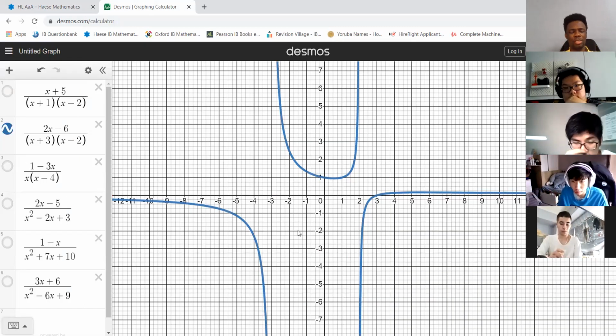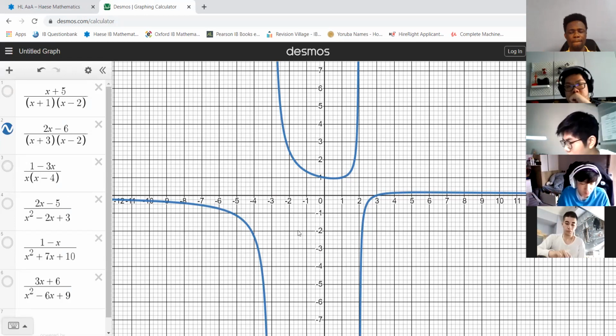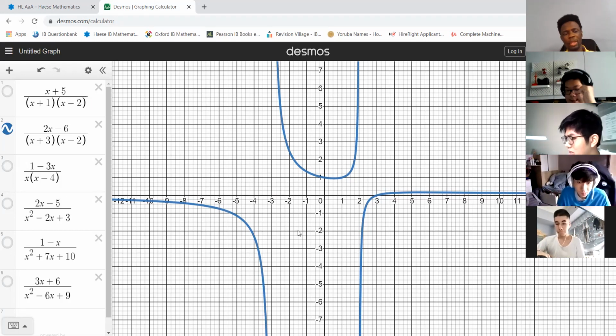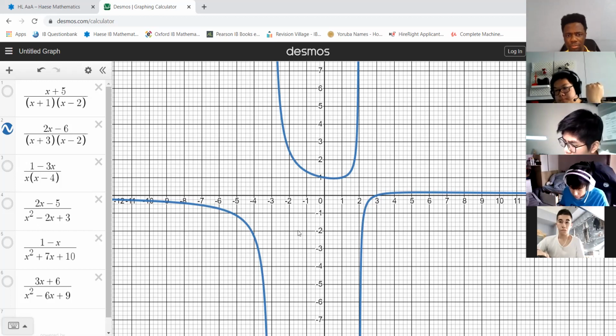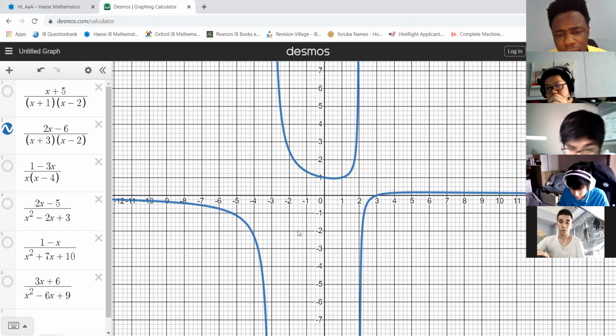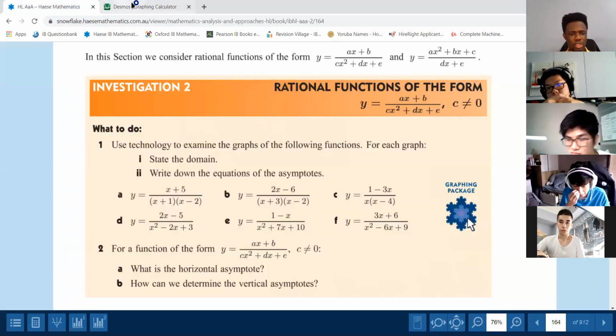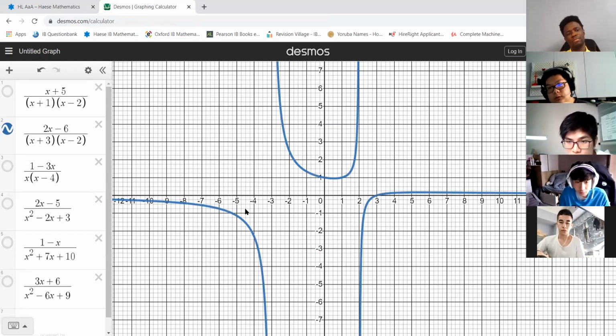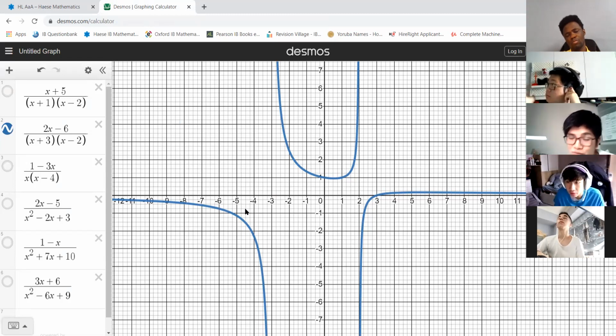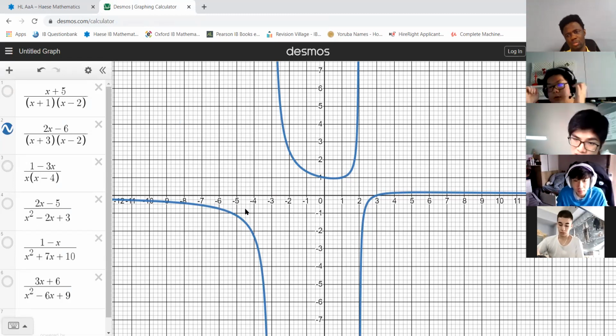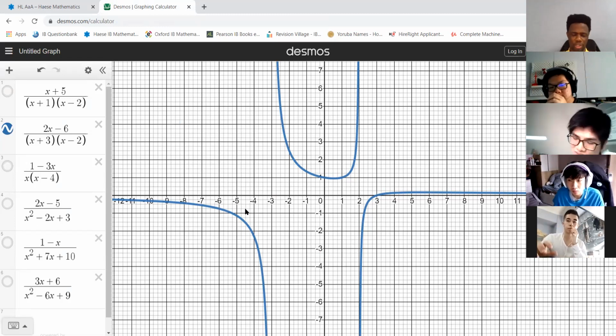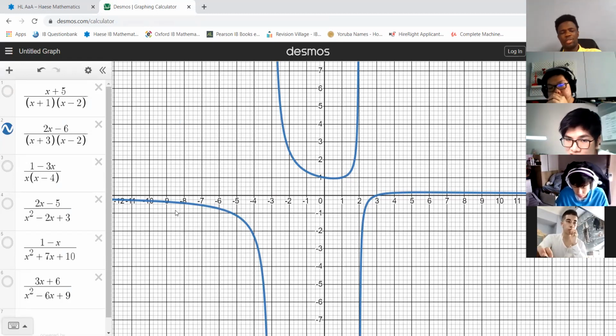Okay, Mr. Yanko. For the first question, the domain is negative infinity to -3, union -3 to 2, union 2 to positive infinity. Perfect. And the asymptotes will be? The vertical asymptote is -3 and 2. Horizontal asymptote is y equals 0. When you say -3 and 2, you need to include the variable. x equals -3, x equals 2. Thank you very much.